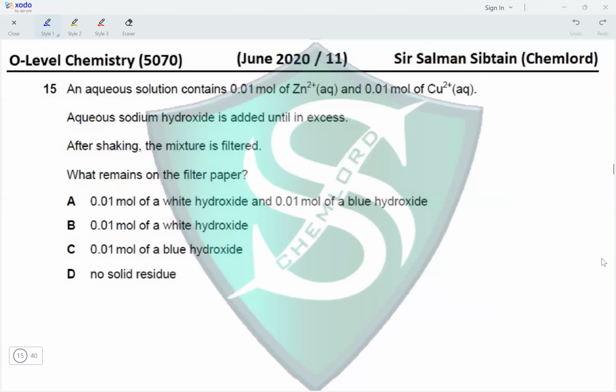Option A, white hydroxide and blue hydroxide, no, white will not be there, right? A and B are not the answer. C contains 0.01 moles of blue hydroxide, which would be copper hydroxide, yes. And D states no solid residue, no, copper hydroxide would be present. So this makes option C the correct option for this question.